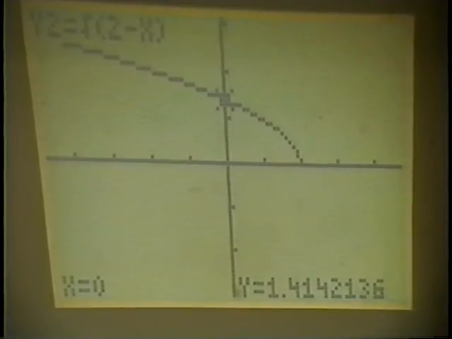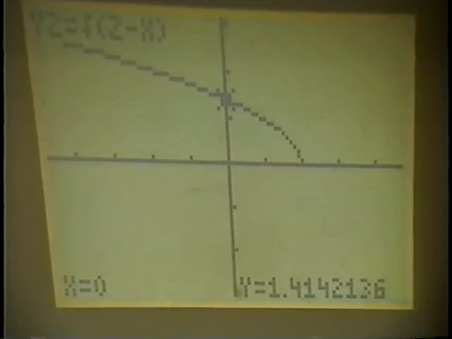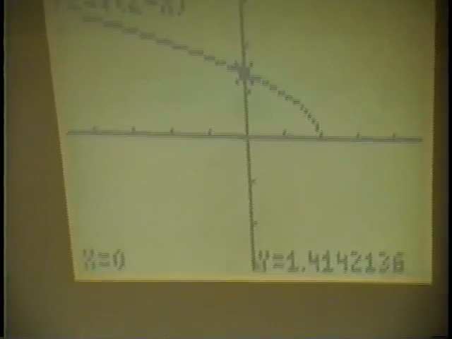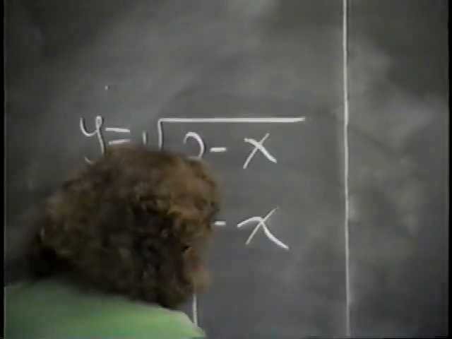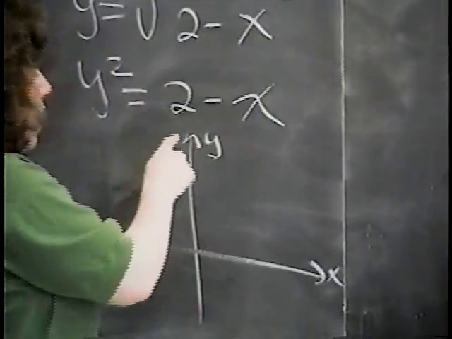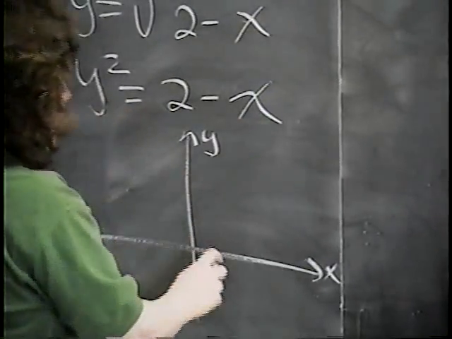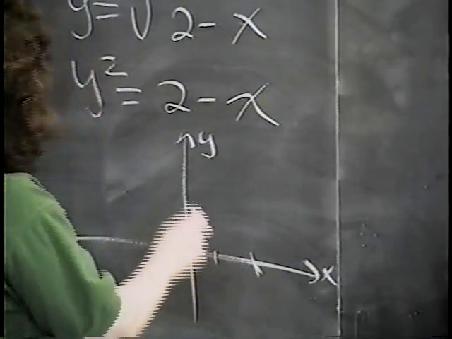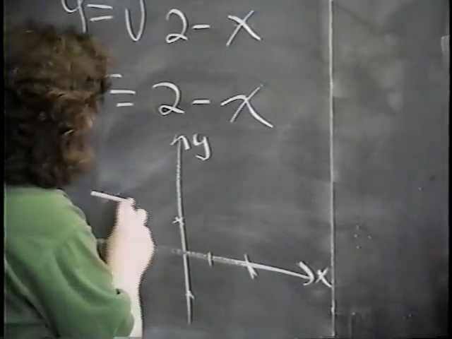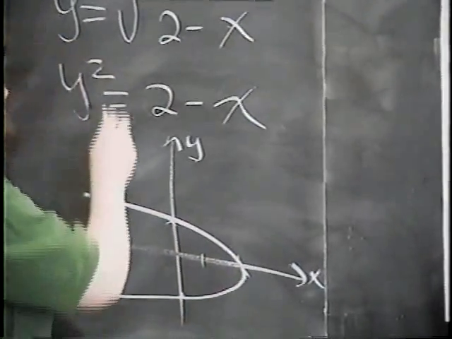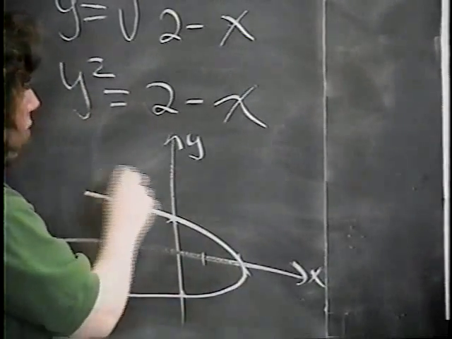Okay. Let's go back to y equals. By the way, if you squared both sides here, you would have a parabola. And if y is 0, x would be 2. If x would be 0, y would be plus or minus the square root of 2. This would be the entire parabola. The positive square root was the top half only.